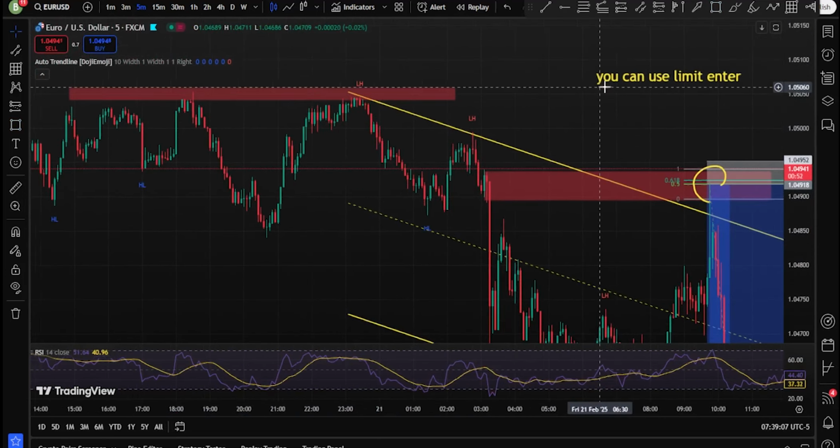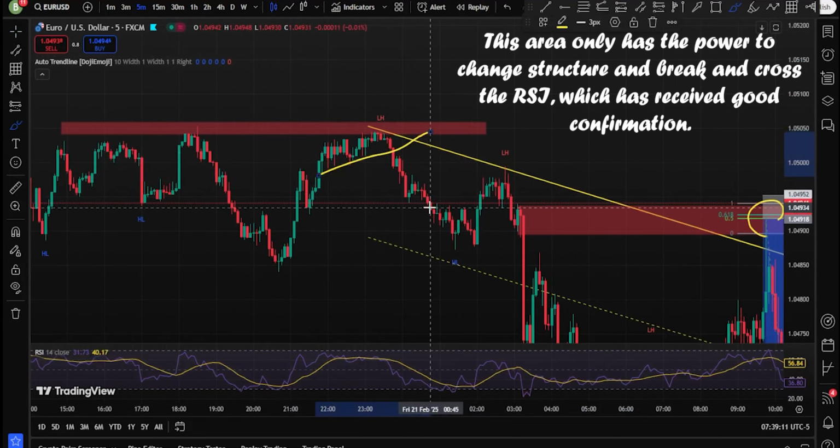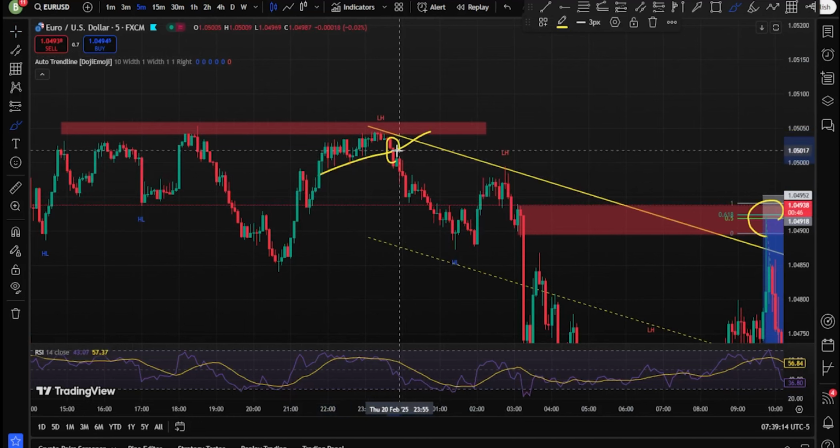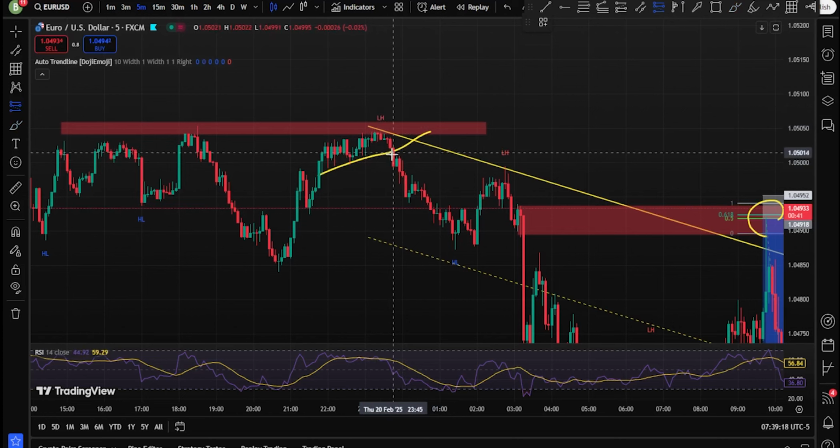Stop loss: place below the trend line or the high volume range. Take profit: target the next key level or use a risk-reward ratio, e.g., 1 to 2. Example. Scenario 1.